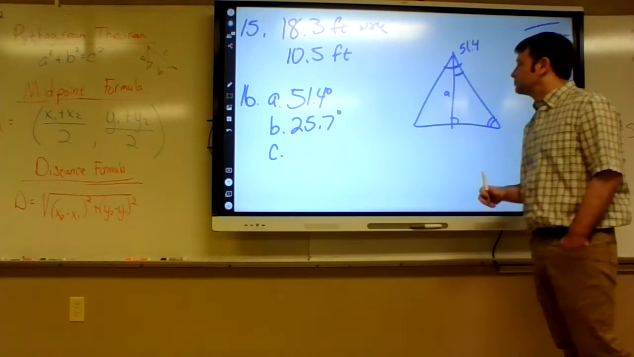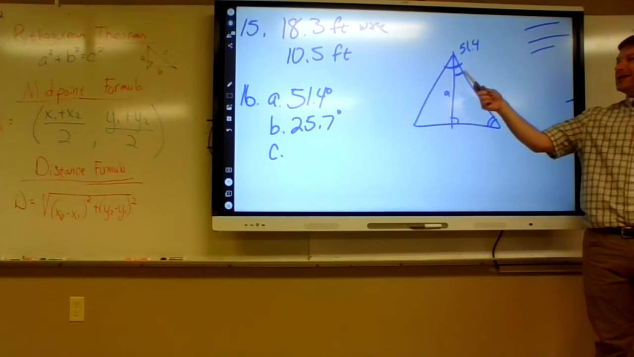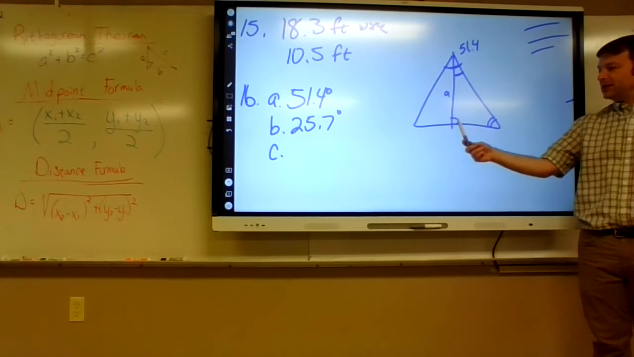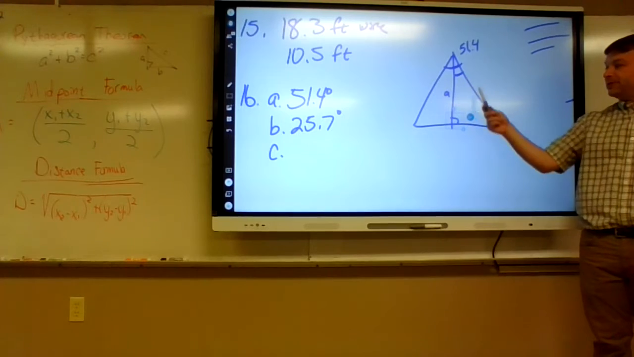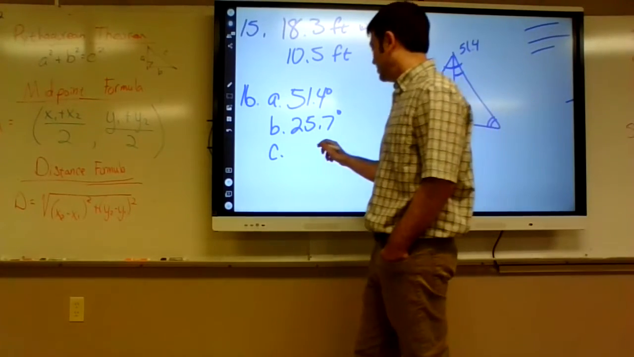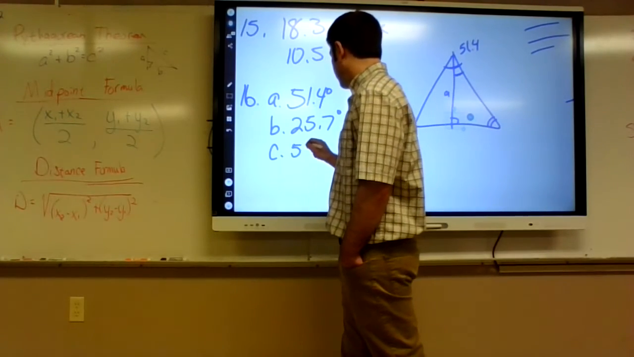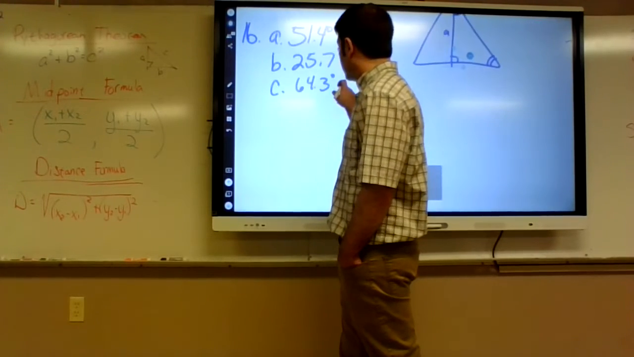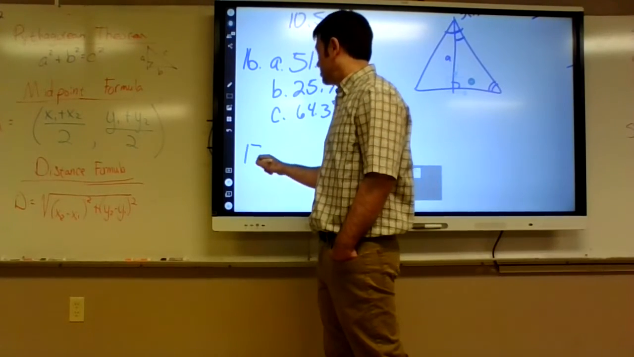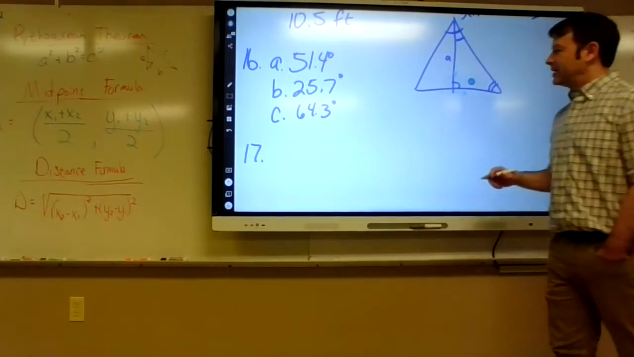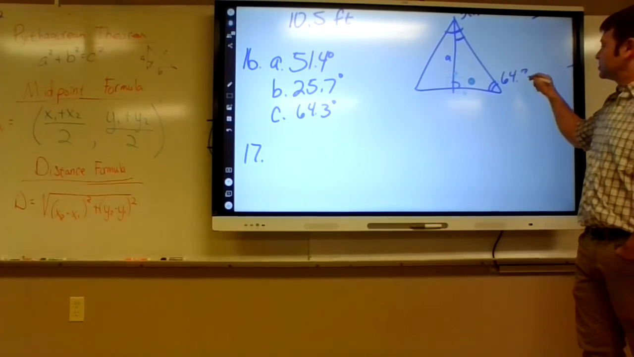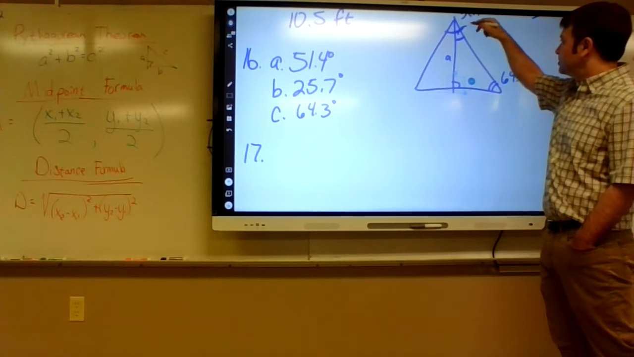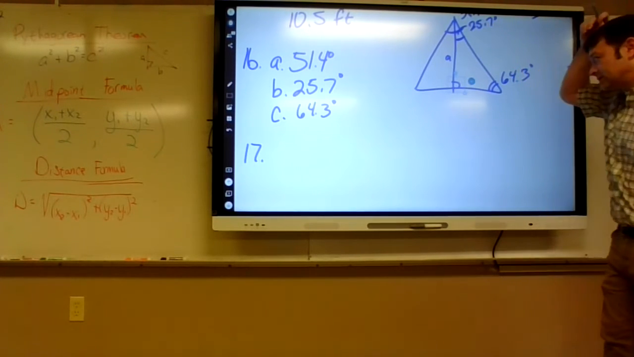Alright, the third question is, how do I find this angle right here? 90 minus 25.7, because the angles have to add up to 180. 180 minus 90 is 90. 90 minus 25.7 is 64.3. Okay. Now for 17, we need those answers, because on the next problem we have to use those.